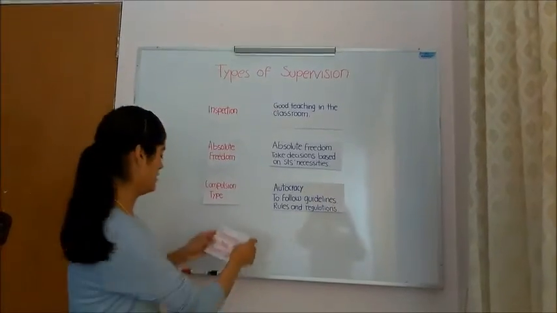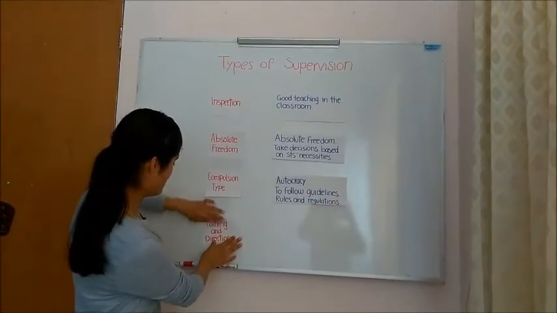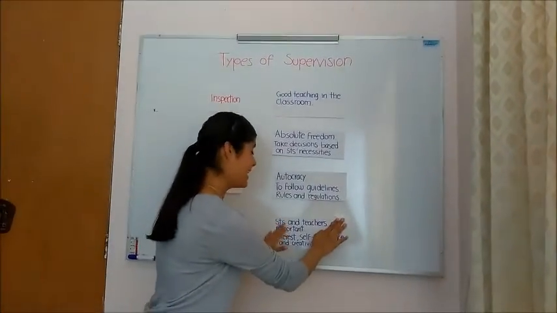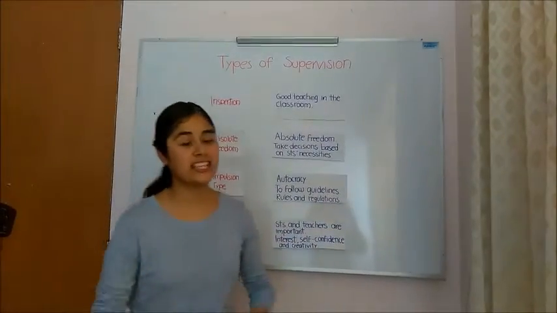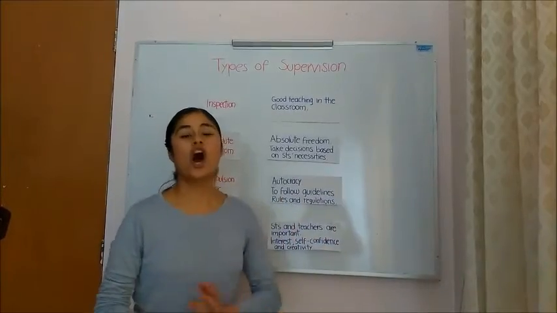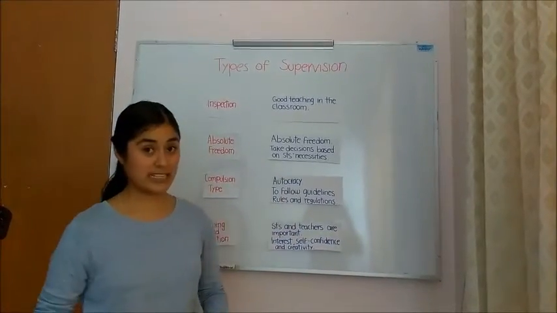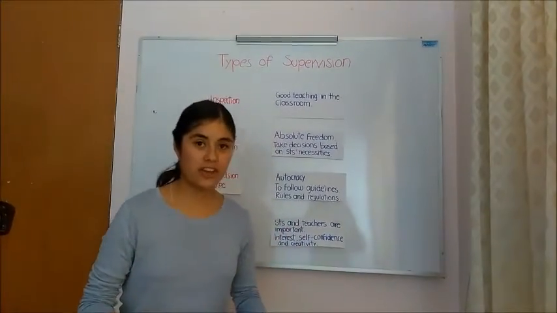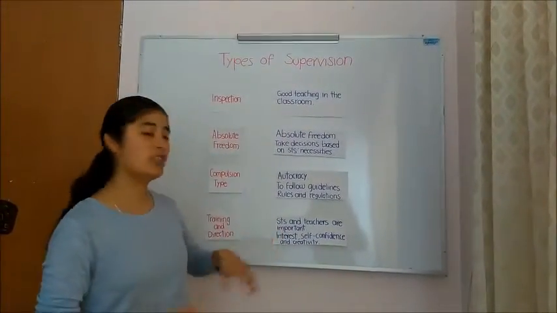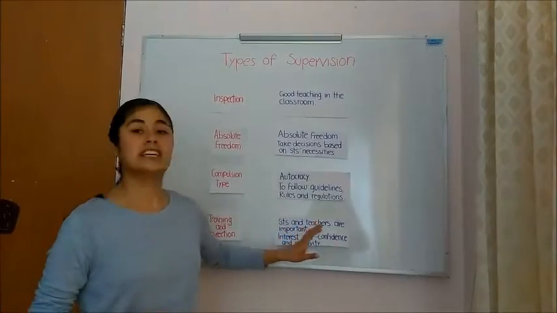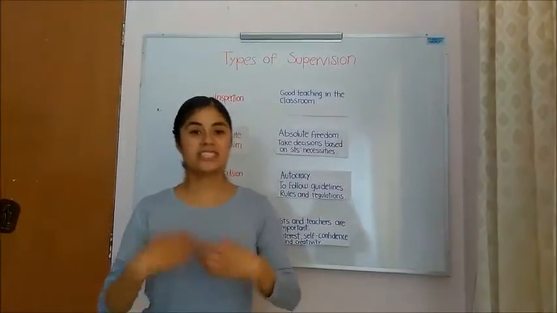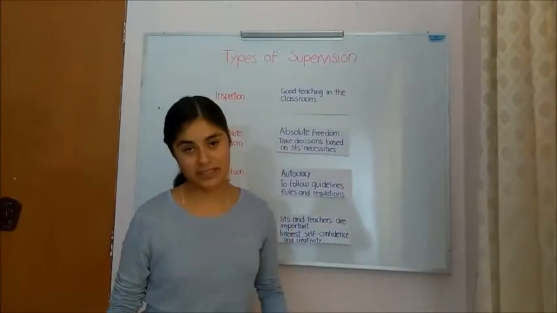The next, there is training and direction. It says that students and teachers are the center point of the teaching learning processes. They are the most important. This type of supervision helps to develop interest, self-confidence, and creativity when teachers teach their subjects.